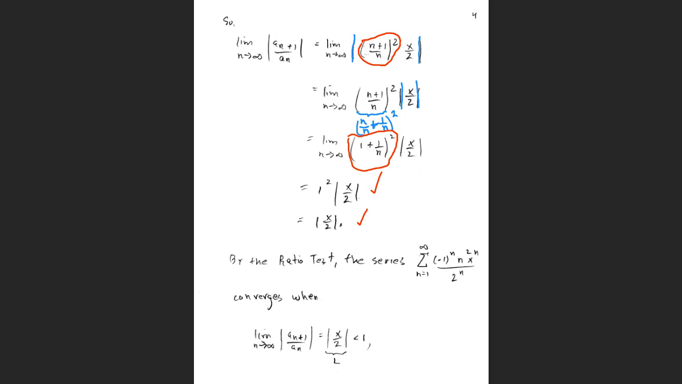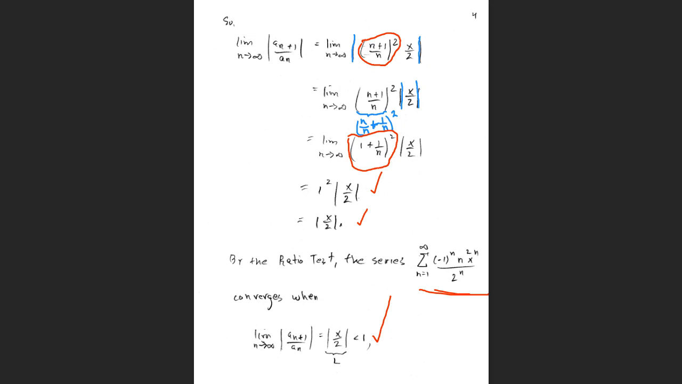Okay, and so by the ratio test, this power series here converges when the absolute value of the ratio, which is x over 2, is less than 1. We're applying the ratio test, section 8.4. It's just that our infinite series has a variable in it. But that's what we're doing.